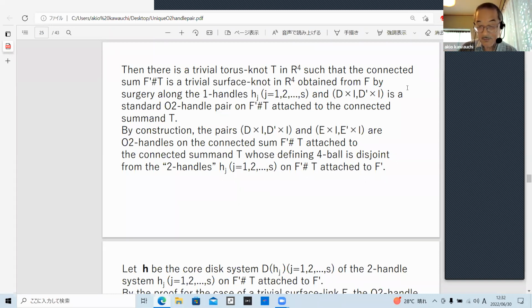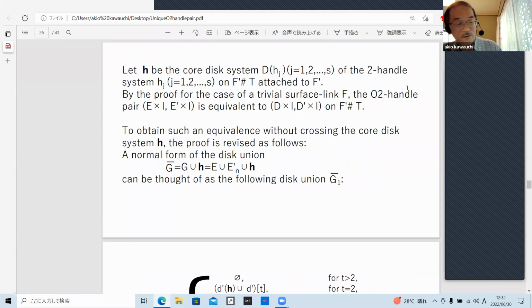So all the H is a core disk system of the two-handle system on F dash sharp T. In the trivial surface link case, the argument is that the 2-handle pair E cross I, E dash cross I is equivalent to D cross I, D dash cross I on F dash sharp T. But such an equivalence is without crossing the core disk.